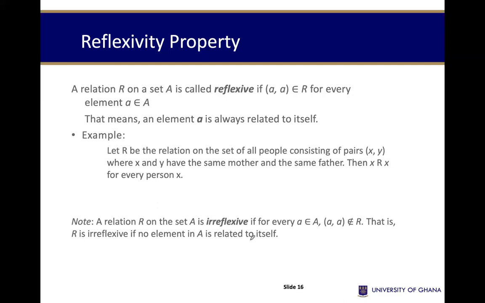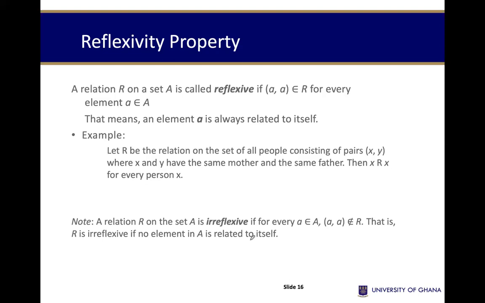A relation R on the set A is called reflexive if A is related to itself in that given relation, for every element A belonging to the set A. That means that an element A is always related to itself. It doesn't have any friend apart from itself. And there are people like that. We can even think about it from siblings, the nuclear family, who are only related to themselves and don't want to go outside.